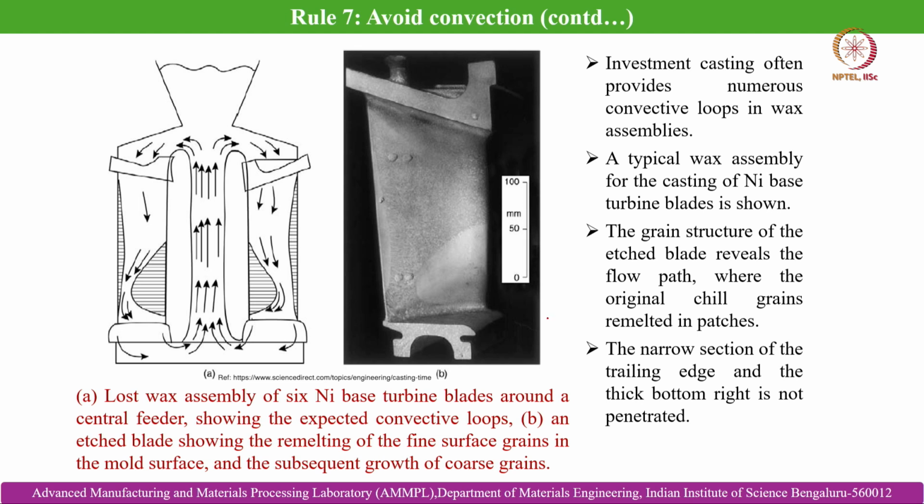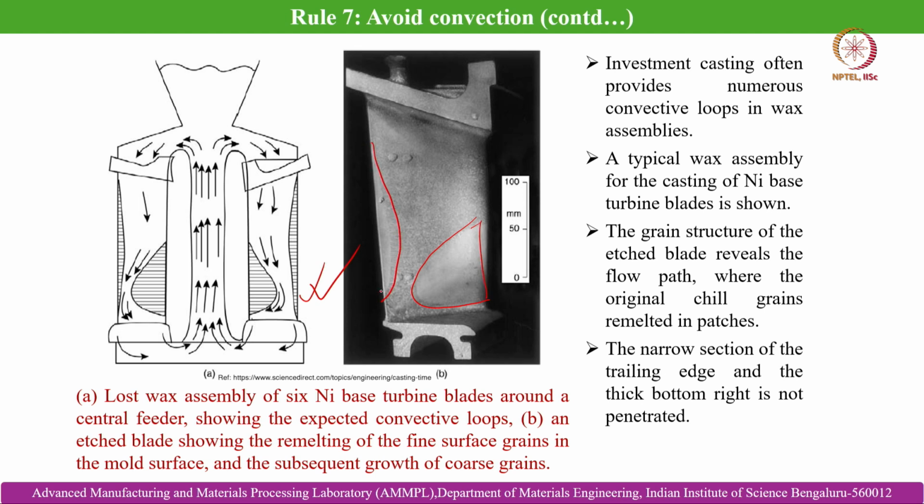This is a single crystal turbine blade, generally made of nickel based superalloy. Investment casting often provides numerous convective loops in the works assemblies. A typical works assembly for the casting of a nickel based turbine blade is shown over here. This is the works assembly for investment casting, directional solidification of turbine blades. The grain structure of the etched blade reveals the flow path where the original chill grains remelted in patches. You can see the effect of remelting of the original chill grains over here and over here.